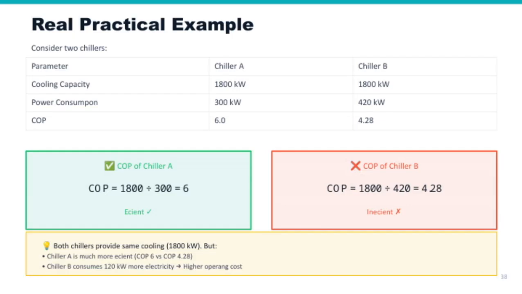Let's look at two chillers side by side. Both deliver the same cooling capacity, 1800 kilowatts, but their efficiency is very different. Chiller A uses just 300 kilowatts of power, giving it a high coefficient of performance, or COP, of 6. Chiller B, on the other hand, consumes 420 kilowatts with a COP of only 4.28. That extra 120 kilowatts means higher operating costs and wasted energy. This example shows why efficiency matters. It's not just about output, but how much power you use to get there.